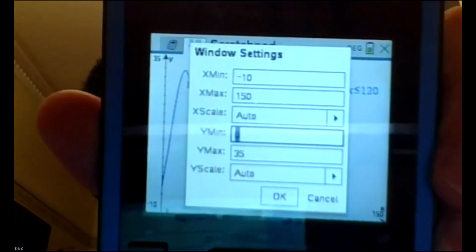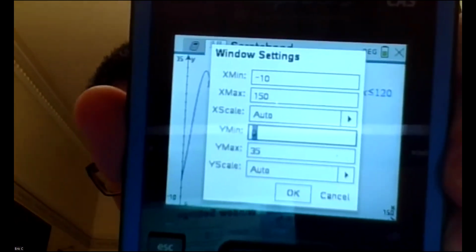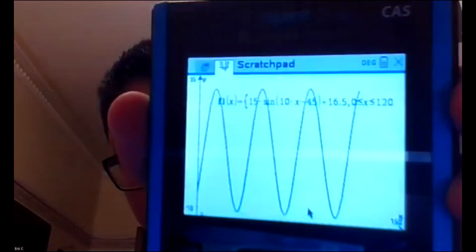And then for the Y minimum, you put 0, and the Y maximum should be more than the amplitude, well, not the amplitude, but the maximum value. So I would put 35, so I can also see the maximum value and beyond. And also put the X scale and Y scale to auto, and just go ahead and press OK. Then you can get a graph like that. So that looks all good. And then you just graph that on your piece of paper there.